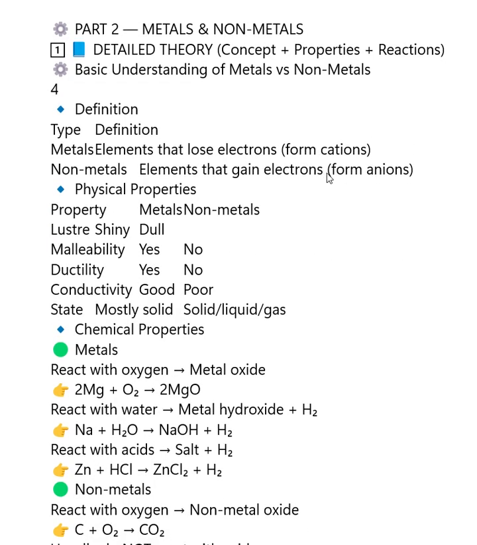Next topic is your metals and non-metals. Metals are the elements that lose electrons and form cations, and non-metals are the elements that gain electrons and form anions. So the property of metal is luster, metals are shiny, and non-metals are dull.